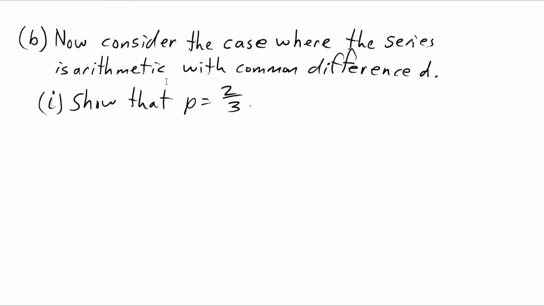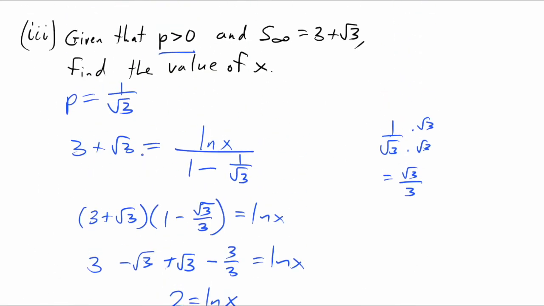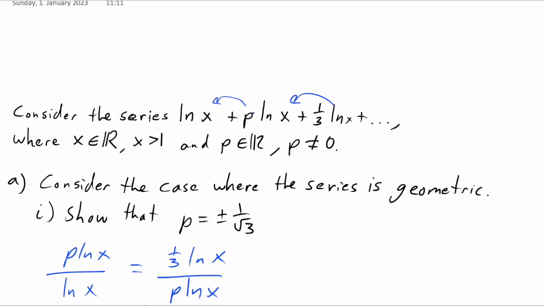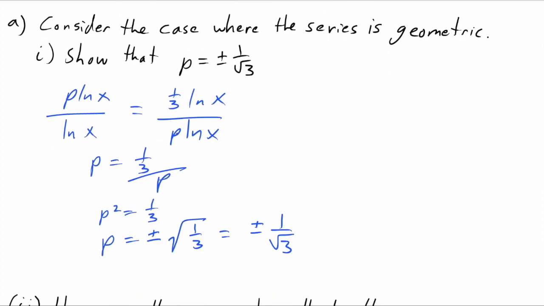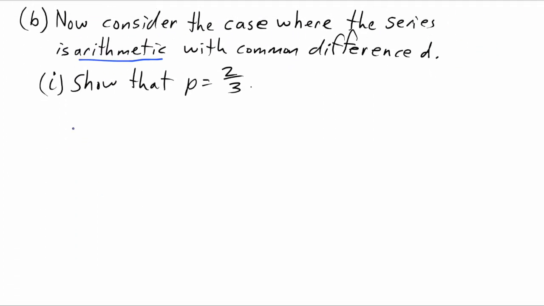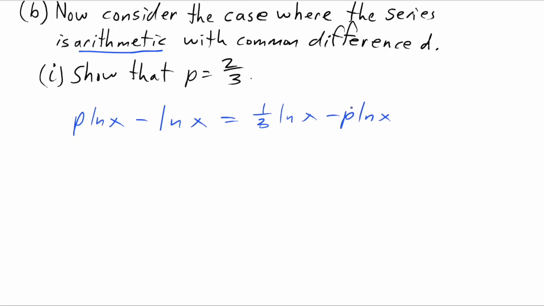Next, in part B, we're considering it to be an arithmetic series, with a common difference of d. Show that p equals 2/3. So arithmetic means you subtract successive terms and you always get a constant. So we're going to take the second term, let's go all the way back here. Second term, subtract the first term, equals third term, subtract the second term. So it's p ln x minus ln x has to be equal to 1/3 ln x minus p ln x.